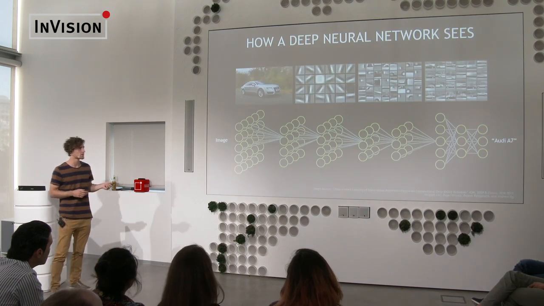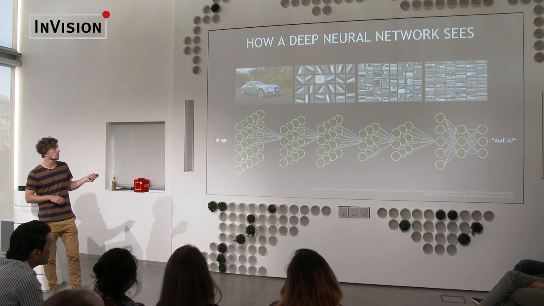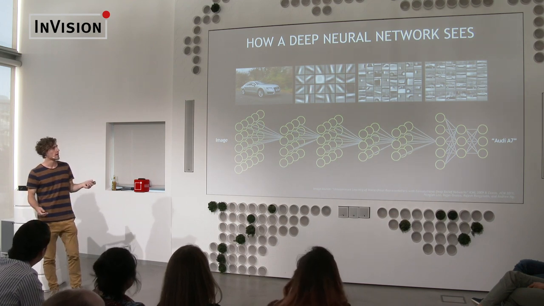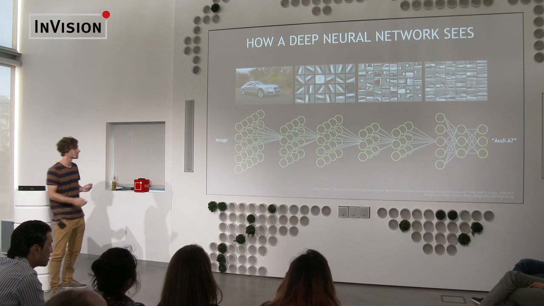This is an example for a self-driving car. For example, it needs to detect different cars on the road. The first layers try to learn very simple detectors, like going from a dark region in the image to a very bright region. Then the layers on top combine these simple features into parts of a car door, parts of a wheel. And then at the end of the network, you have neurons that fire for specific types of cars, for example, an Audi A7.